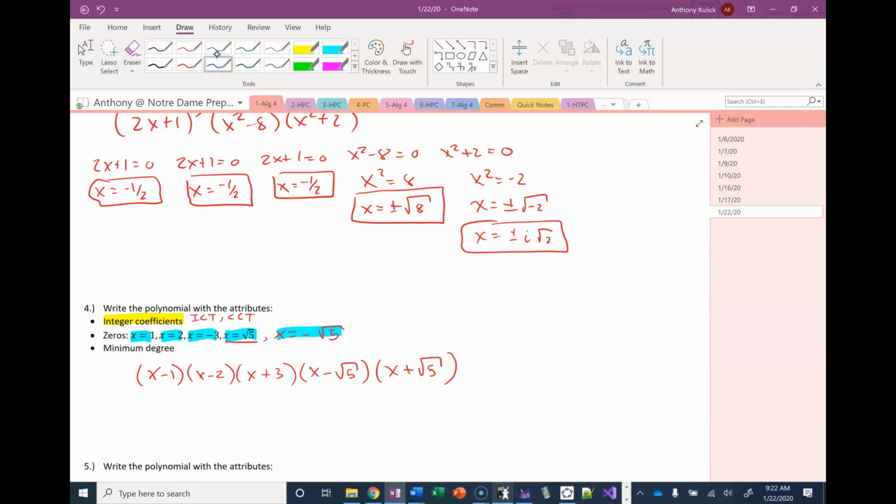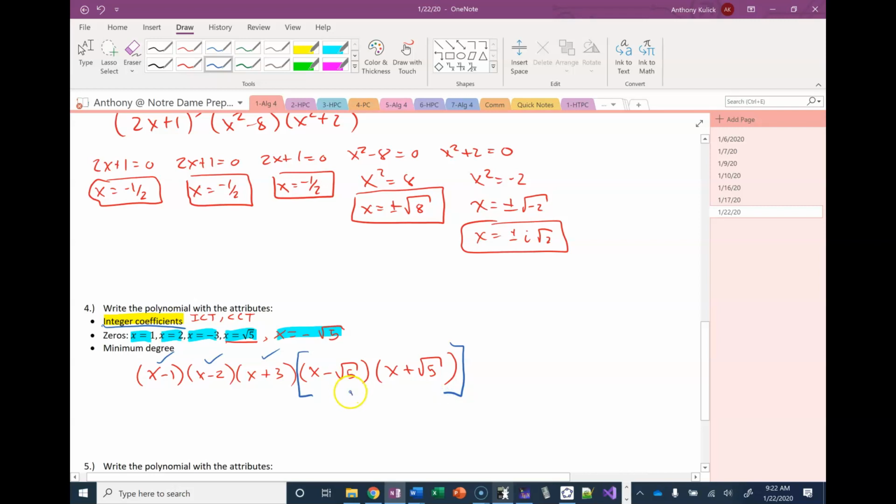So the last thing I need to do is to make sure that my factors have integer coefficients. So x minus 1, great, everything's an integer. x minus 2, everything's an integer. x plus 3, everything's an integer. But x minus the square root of 5 and x plus the square root of 5, those aren't integers.